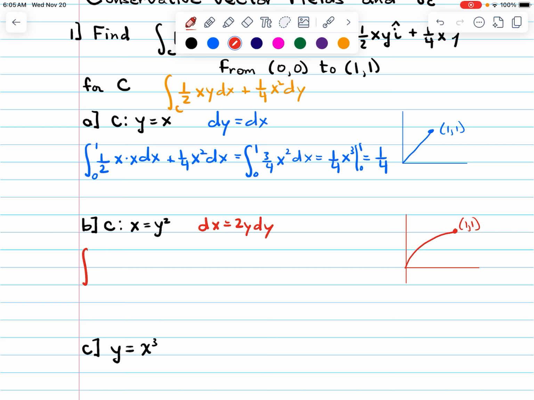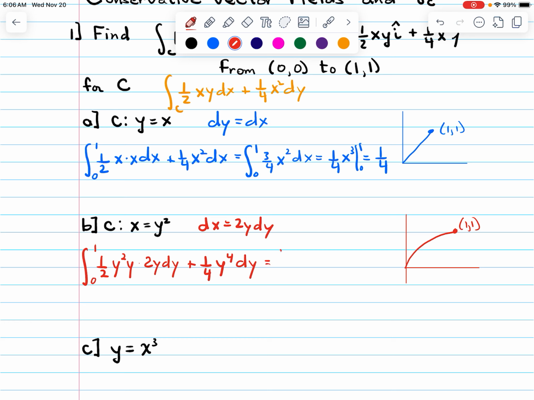Okay, so let's see what we've got here. I've got the integral, and my path this time is going from 0 to 1 for the y's. Okay, so I'm going from 0 to 1, and I've got xy. Now, in place of x, I'm going to put y squared. So I've got 1/2 y squared y, and in place of dx, I'm going to put 2y dy. And then I've got 1/4 x squared, that would be y to the 4th, and then just the dy there. Okay, so if I didn't make any mistakes, there's what we have. In place of x, I put y squared, and then y squared squared is y to the 4th.